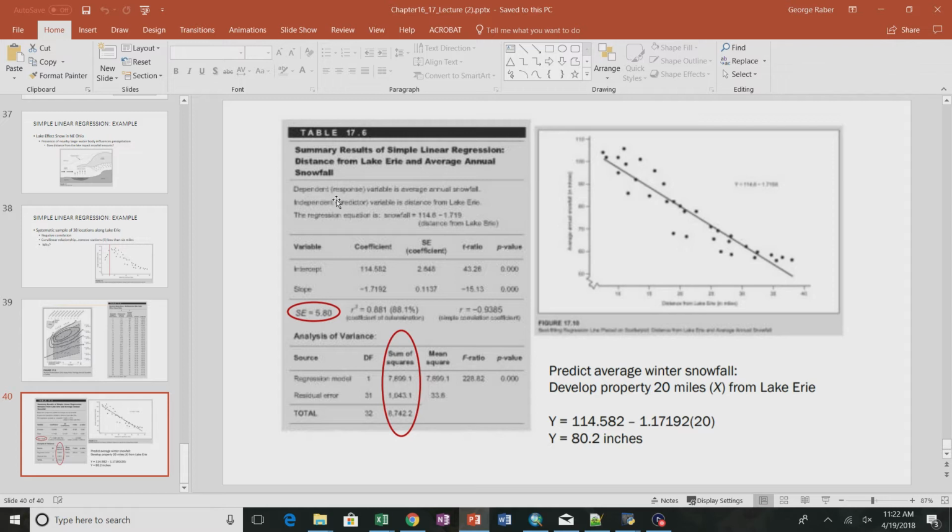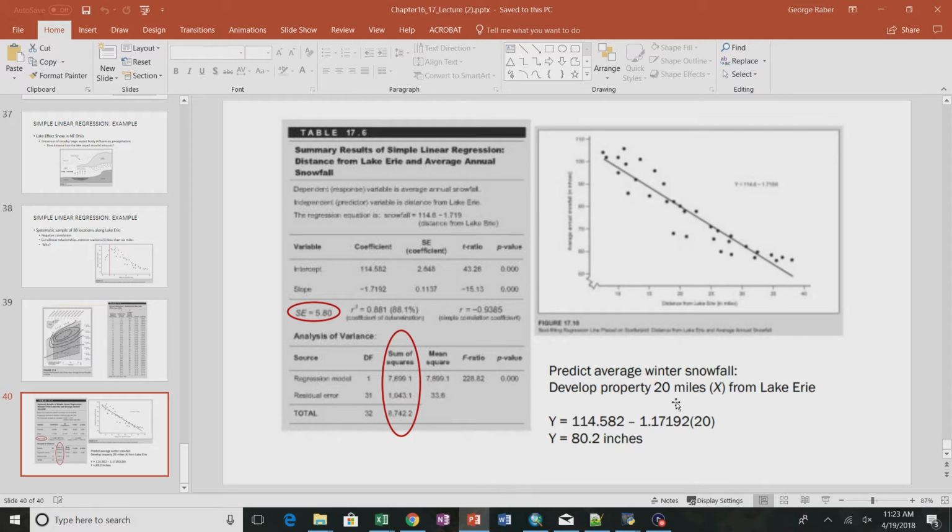That's what your R squared value is. It's telling us our R squared value is 0.881. That's the amount of explained variance. We can test the significance of it. It's got a p-value of close to 0.